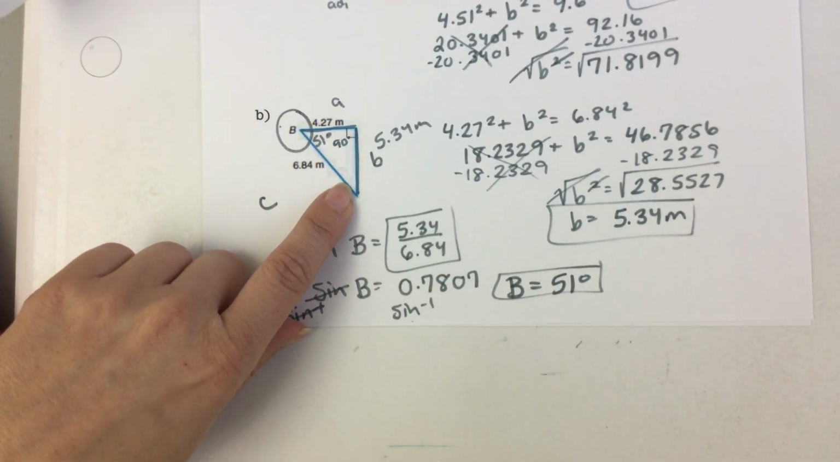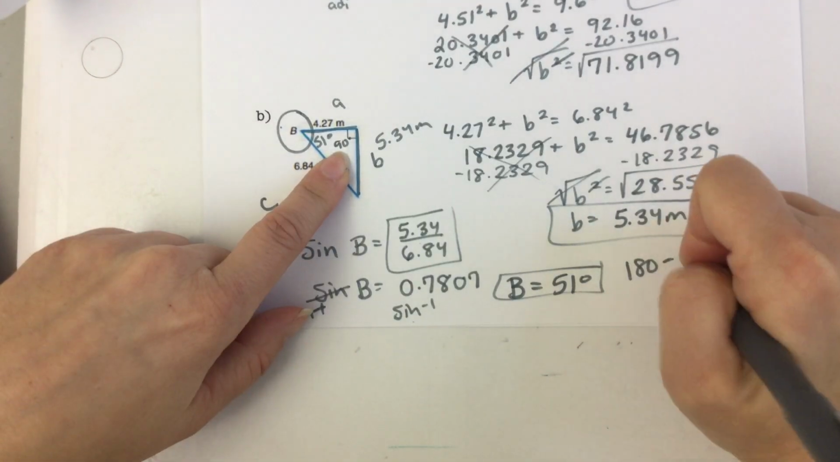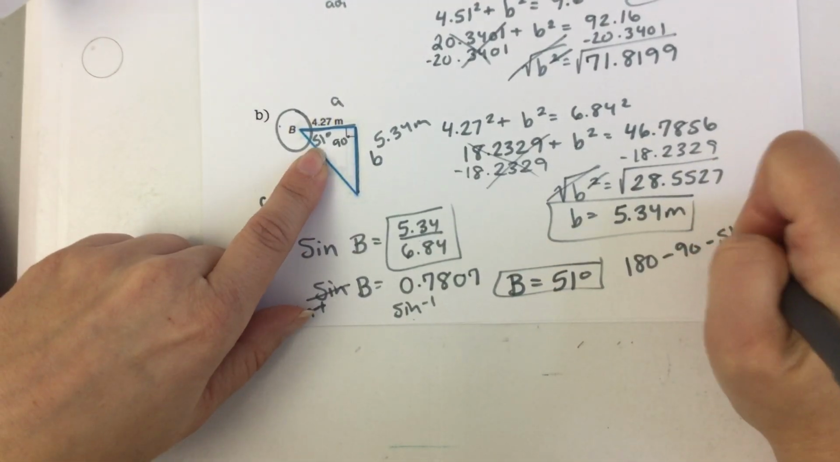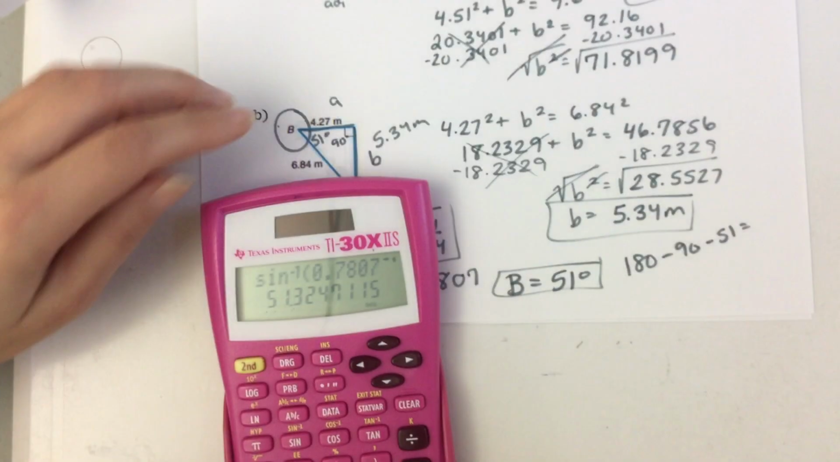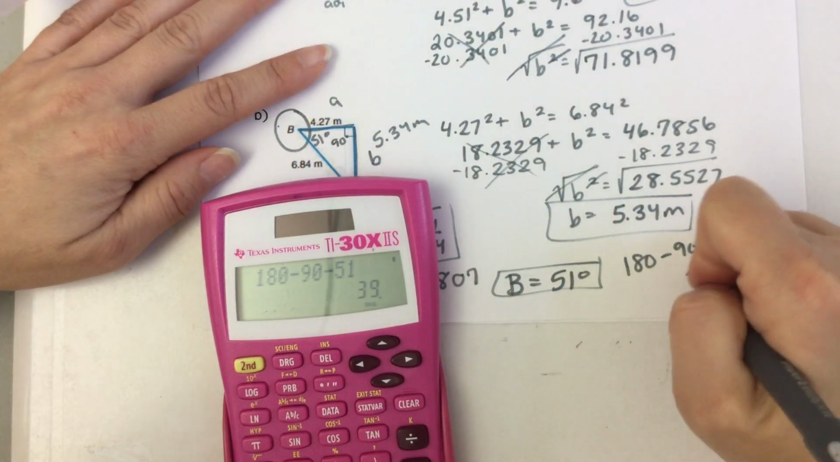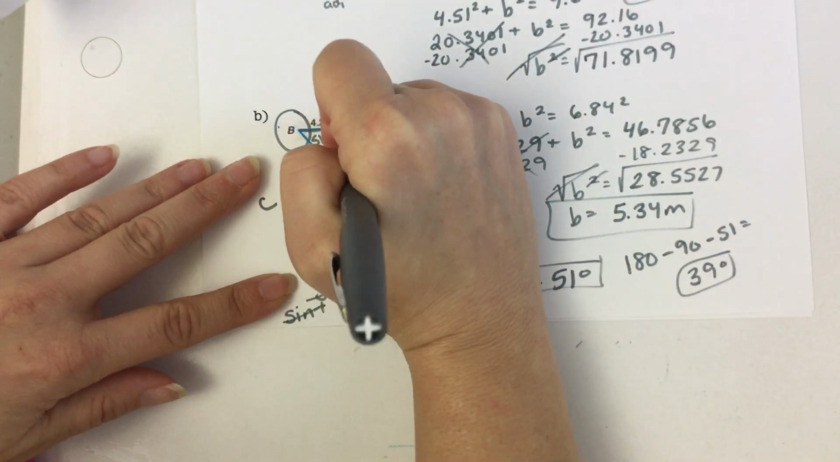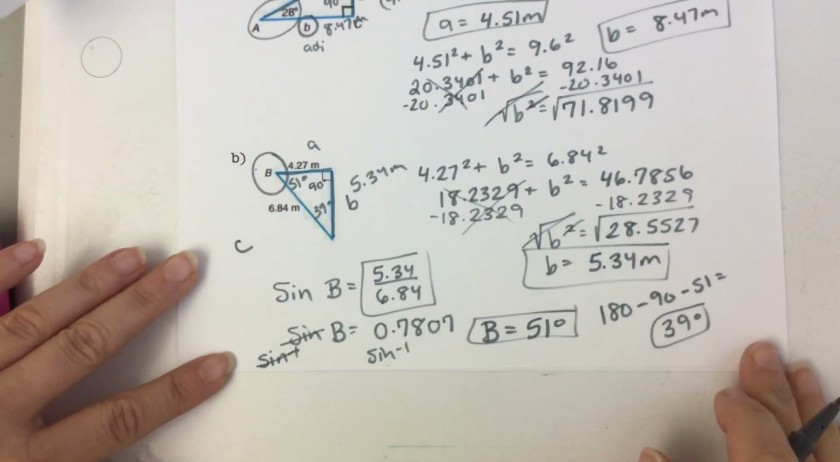Now to find this measurement, I can go ahead and say, okay, 180, because it's a triangle, minus this 90, minus this 51, and that will give me the missing angle measurement, which in this case is 39.